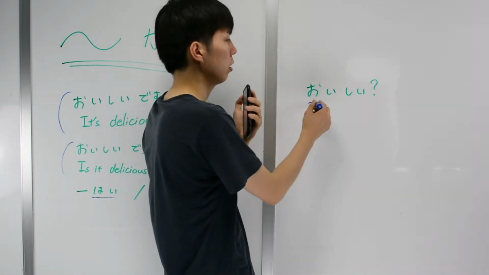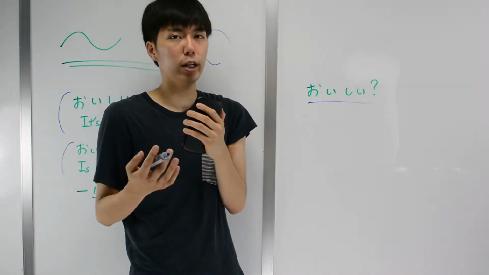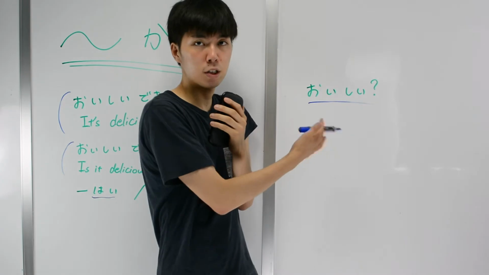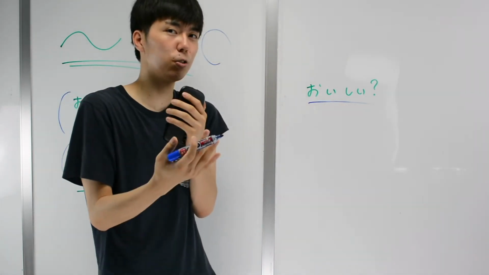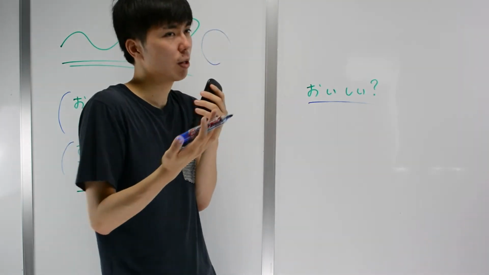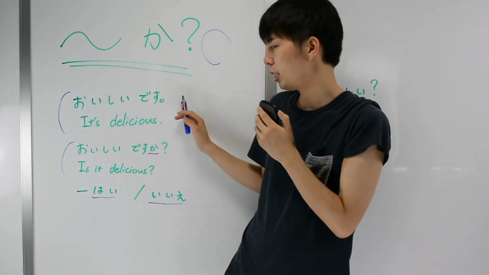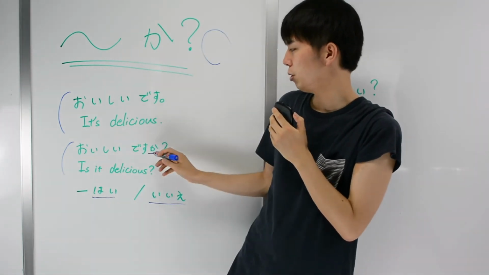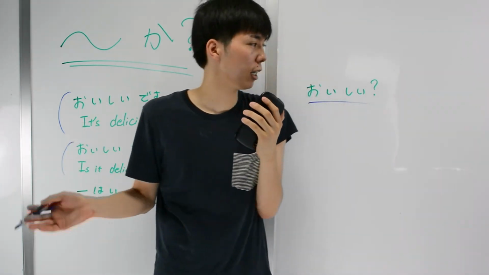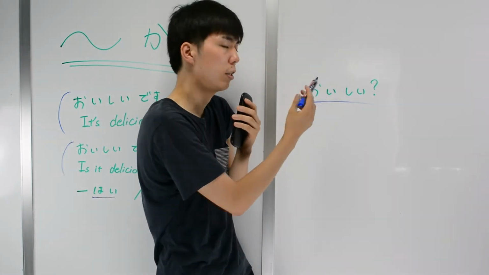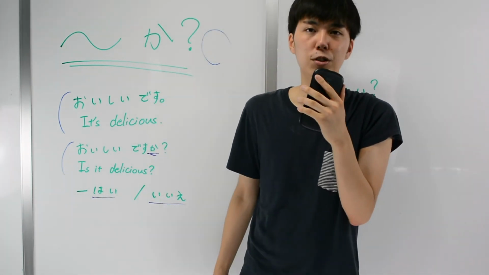But in daily conversation or in a casual conversation, sometimes we don't use か. We just say, for example, おいしい. Like this is a casual way without saying か, but this is a question. What you have to do is just using the intonation, like おいしい? Then you can make a question. But grammatically, we have to use か. But without saying か, we can make a question by using the intonation. Okay?